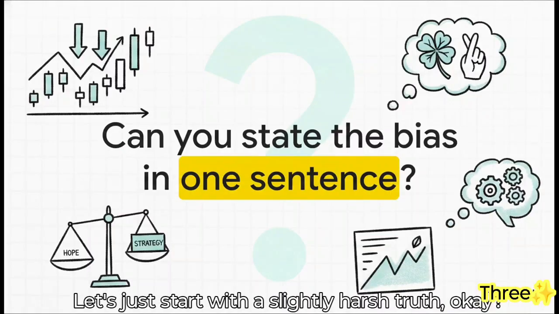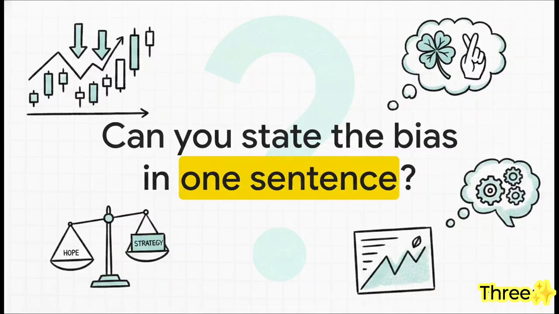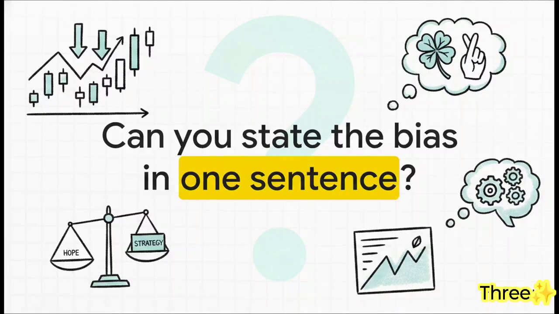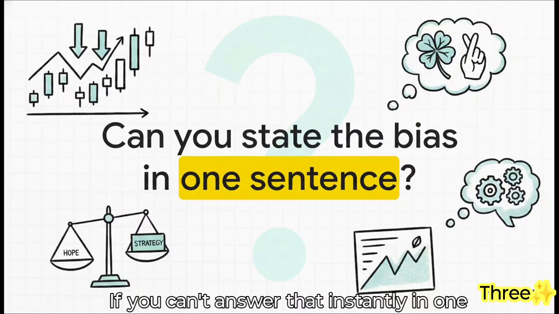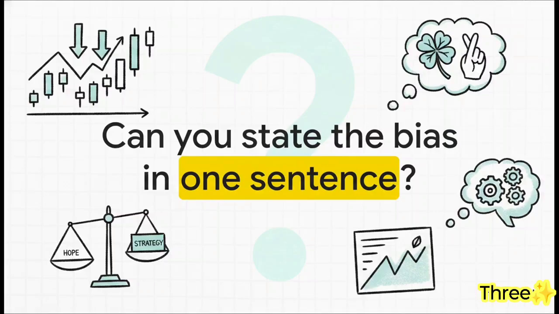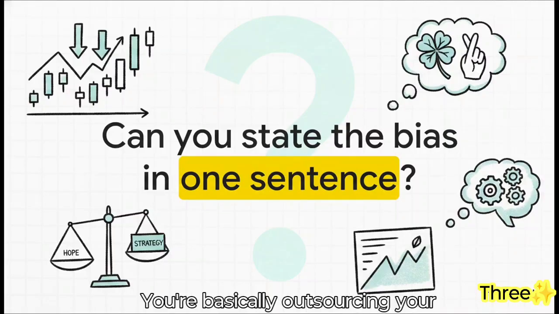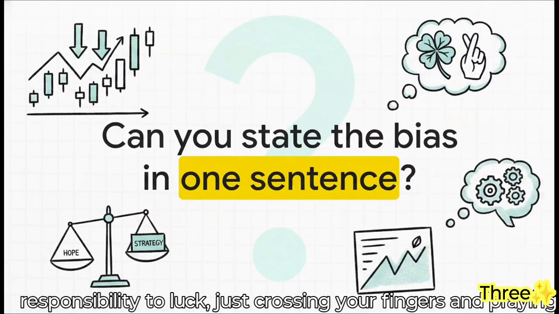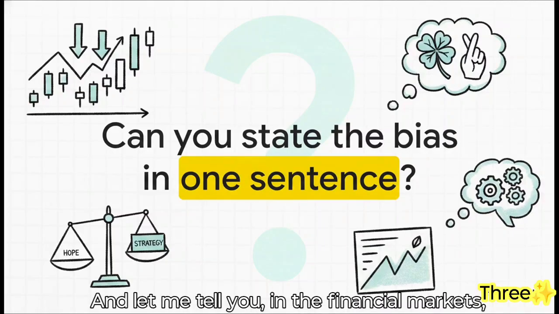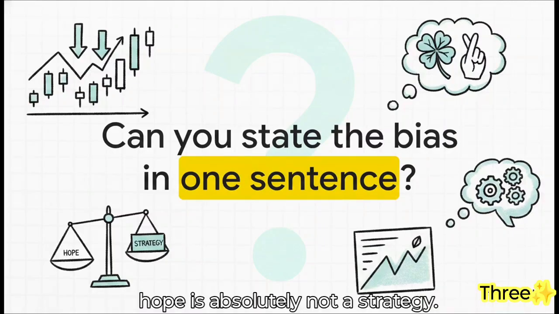Let's just start with a slightly harsh truth, okay? Ask yourself right now, can you state today's bias in one sentence? If you can't answer that instantly, in one simple sentence, right before you enter a trade, you don't actually have a bias. What you have is hope. You're basically outsourcing your responsibility to luck, just crossing your fingers and praying the price goes your way. And let me tell you, in the financial markets, hope is absolutely not a strategy.